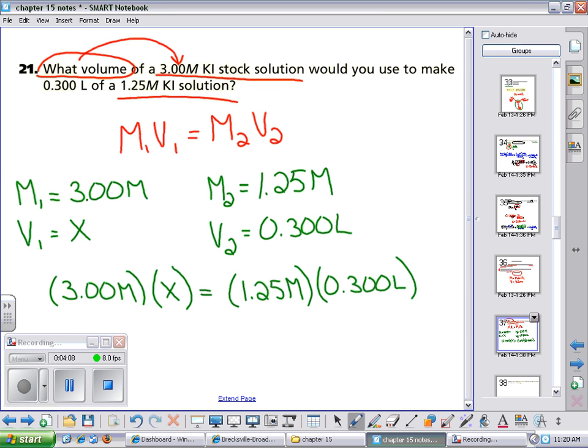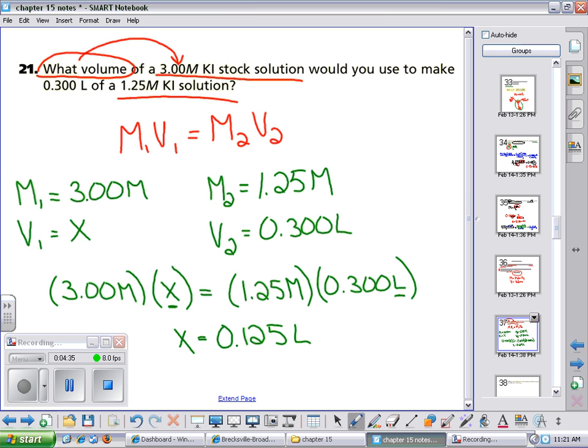All right, so now all we got to do is solve for our X. So 1.25 times 0.3 divided by 3, and you should be plugging this into your calculators also. X is 0.125, and we're solving for our volume here. And volume in this problem is measured in liters. So you have 0.125 liters is how much you need.